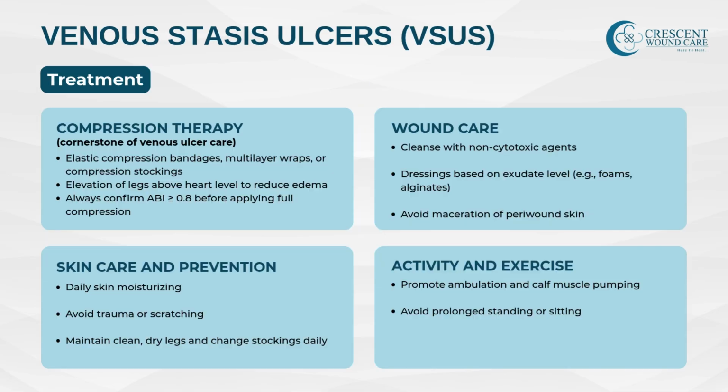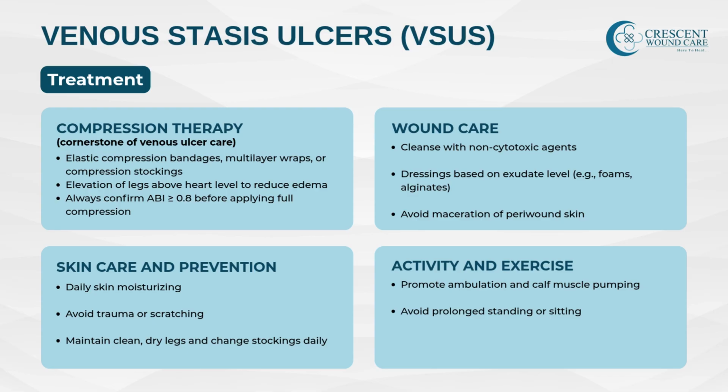Now that we understand what venous ulcers are and how they present, let's talk about managing them. First, compression therapy is the gold standard. Why? Because the root problem is blood pooling in the veins. Compression helps push that blood back up to the heart. We use compression bandages, multi-layer wraps, or compression stockings, but only if the ABI is 0.8 or higher. If it's lower, we risk making things worse. Also encourage patients to elevate their legs above heart level. Even a few times a day can significantly reduce swelling.